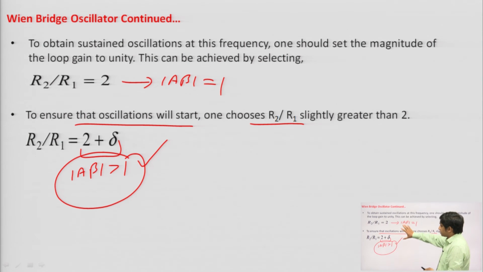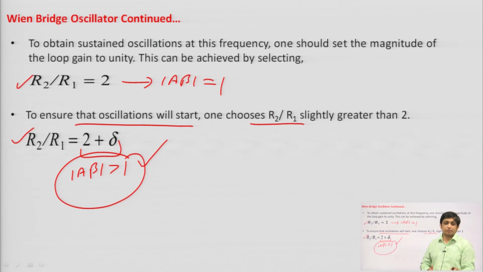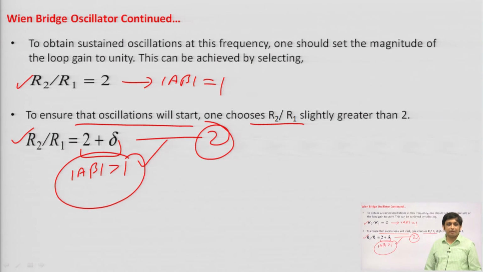So, this is important. Do not be confused with these two equations. R2 by R1 equal to 2 is to get the sustained oscillation, and R2 by R1 equal to 2 plus delta is to start the oscillation. We will get the sustained oscillation only when we start the oscillations. So, to start the oscillations the second equation is important, and after that obviously we need sustained oscillation, as we design an oscillator for sustained oscillations. For that the circuit needs to be adjusted to |Aβ| equal to 1 with the help of the limiter circuit, fine.